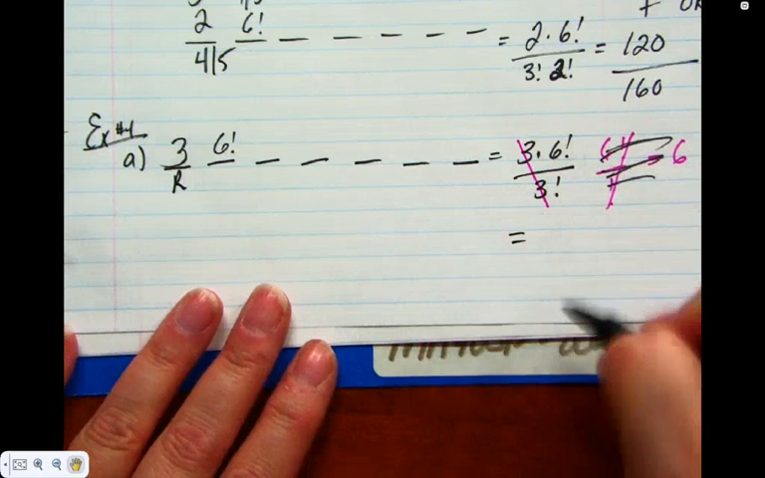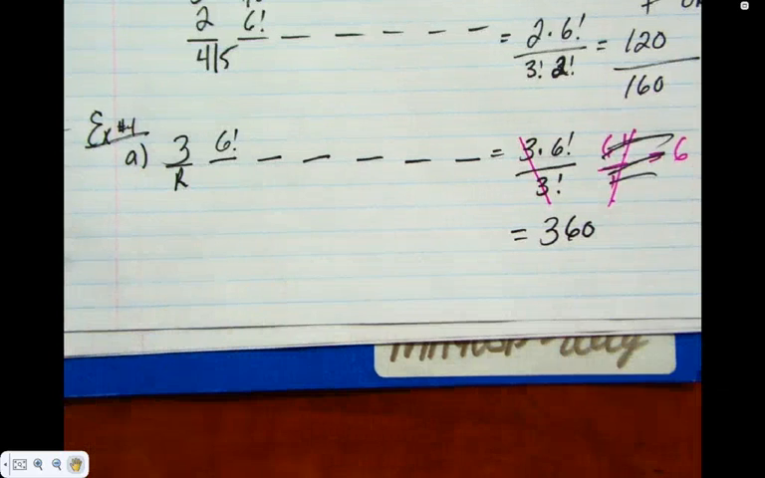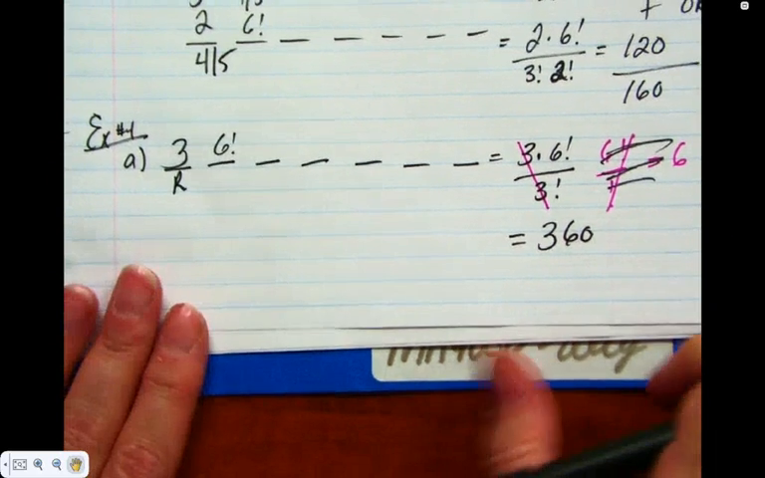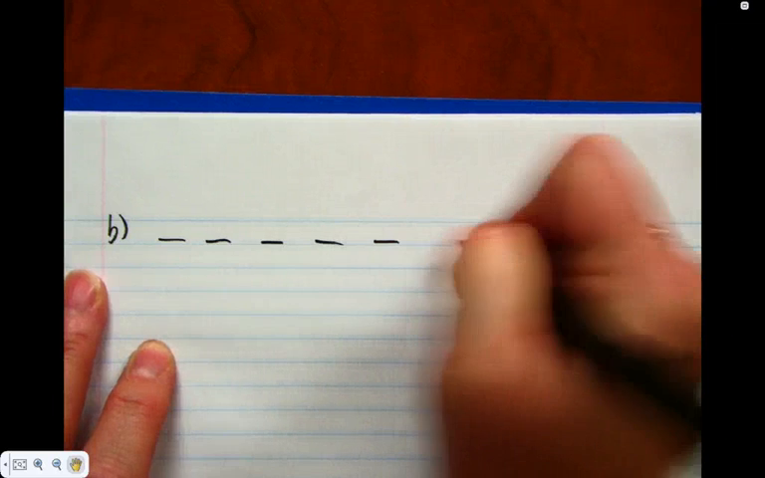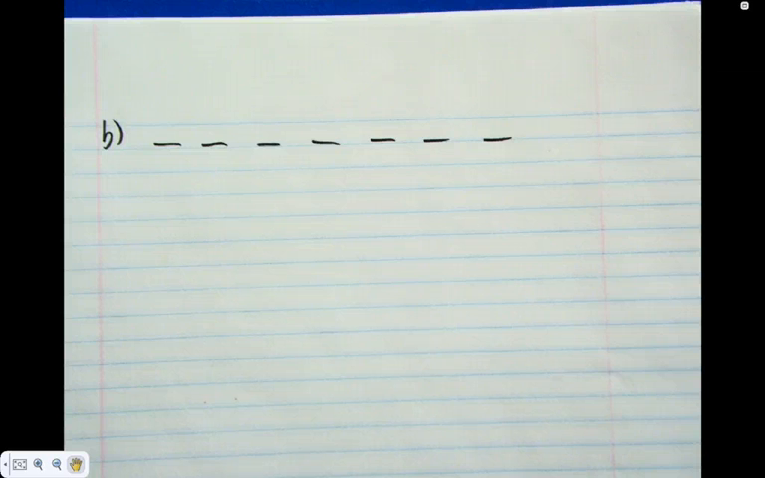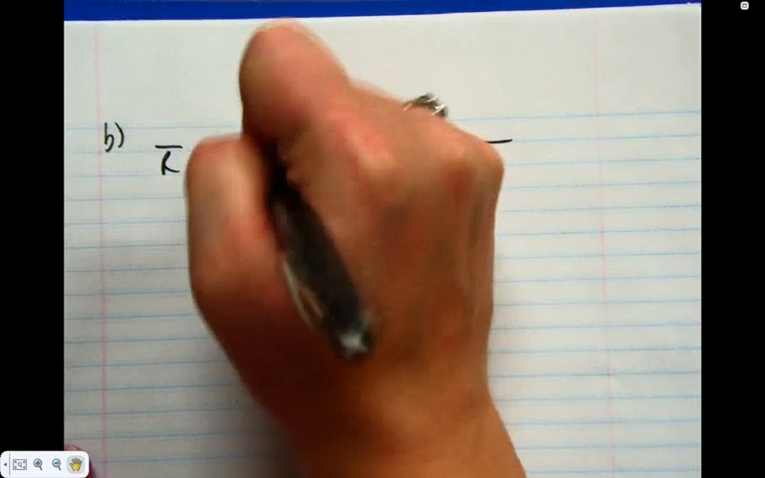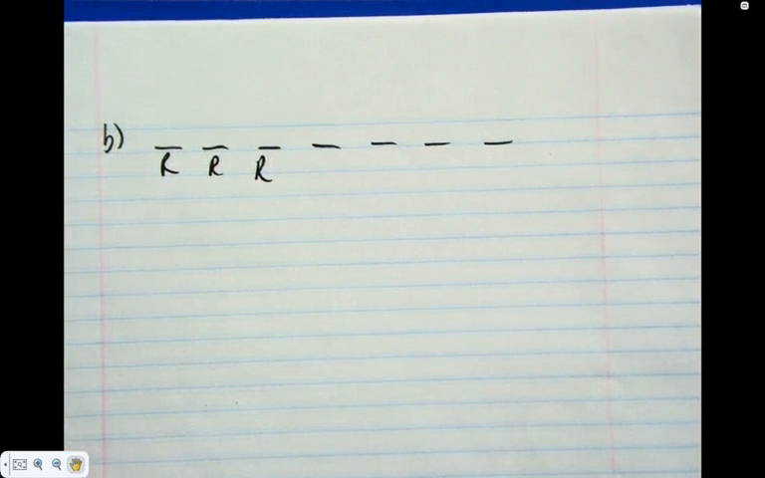Answer? 360. Confirm. B, all 3 R's. What's the difference between part A and part B? All 3, as opposed to just 1, the first 3 spots have to be R's.